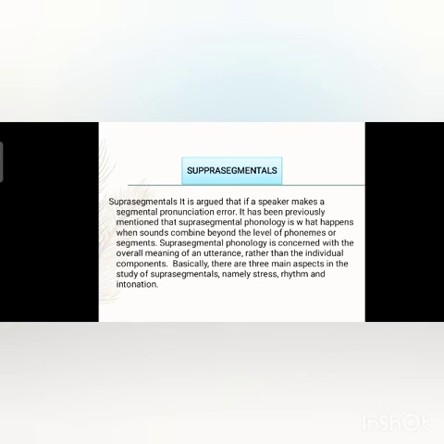Suprasegmental phonology is what happens when sounds combine beyond the level of phonemes or segments. Suprasegmental phonology is concerned with the overall meaning of an utterance rather than the individual components. Basically, the main aspects in the study of suprasegmentals are stress, rhythm, and intonation.